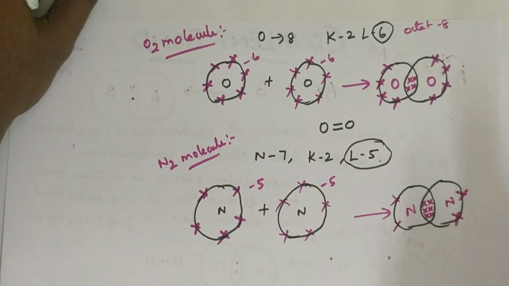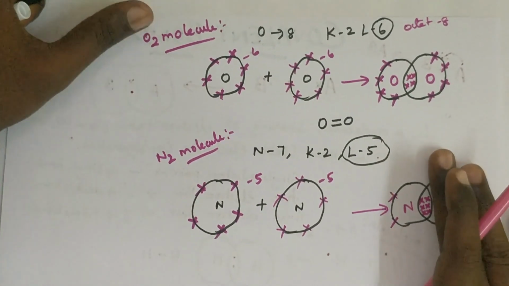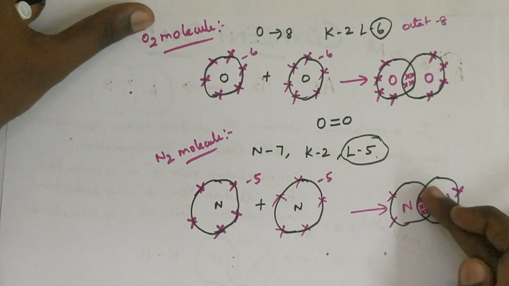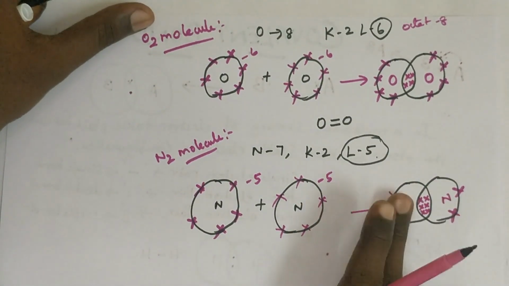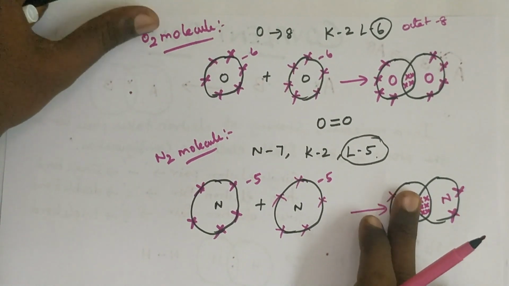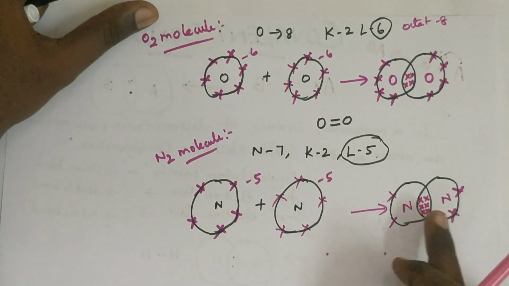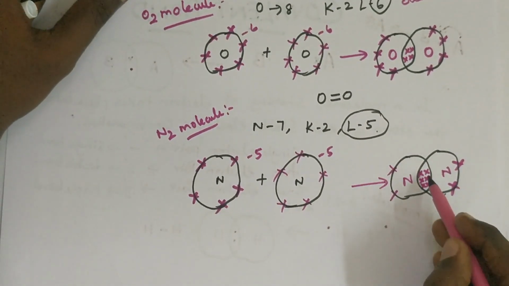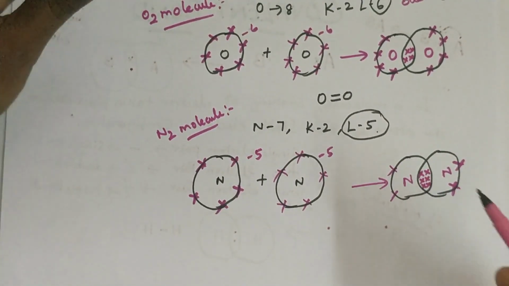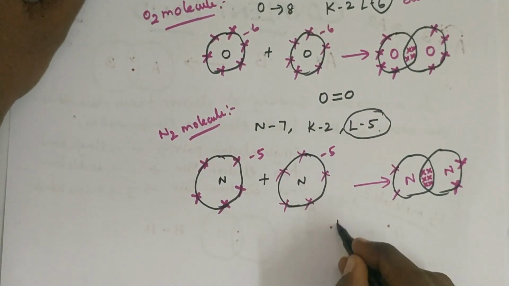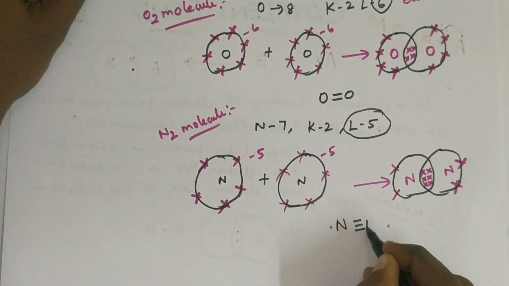You check with individual nitrogen. Suppose you check this ring alone, already they shared 6 plus 2, 8. Same way for this nitrogen alone, you check, it contains 8 electrons. So both the atoms attain stable electronic configuration of octet. But in this case, there are 3 electron pairs. So 3 electron pairs means triple bond. So N triple bond N.